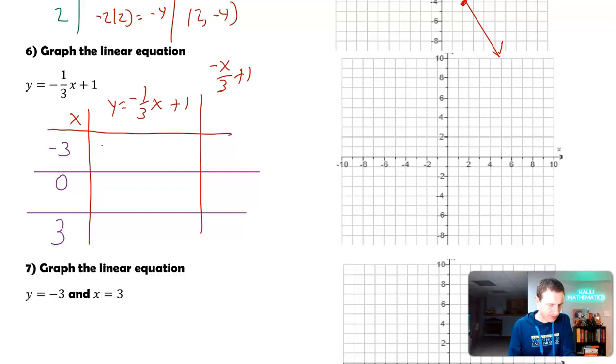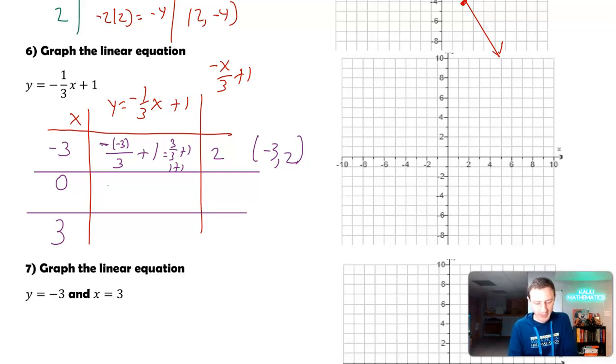So x equals negative 3, so that's going to be negative 1/3. So we have negative times negative 3 over 3 plus 1. Careful there. That is negative of negative 3. The opposite of x, the x is negative 3, so that's going to become positive 3 over 3 plus 1. 3 over 3 is 1. 1 plus 1 is 2. A little tough one there. Negative 3, 2.